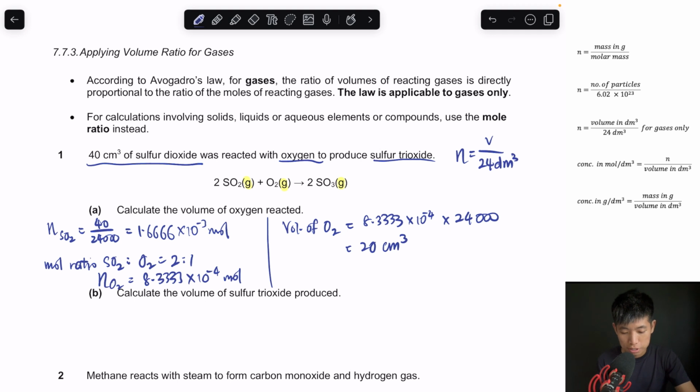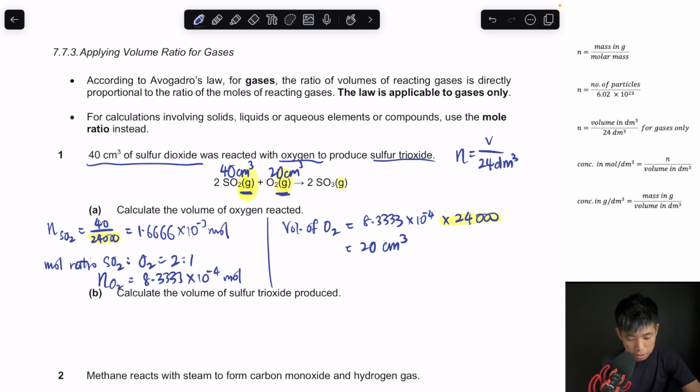I'm not sure if you notice one thing, because the volume here that I'm comparing, they are both gases, correct? And in my working, I divide by 24 and then I times back 24. So I'm like doing one circle, like one big round. Can we do a shortcut method? So the answer is yes. Whenever you're comparing both gases, only gases, your mole ratio is the same as the volume ratio.